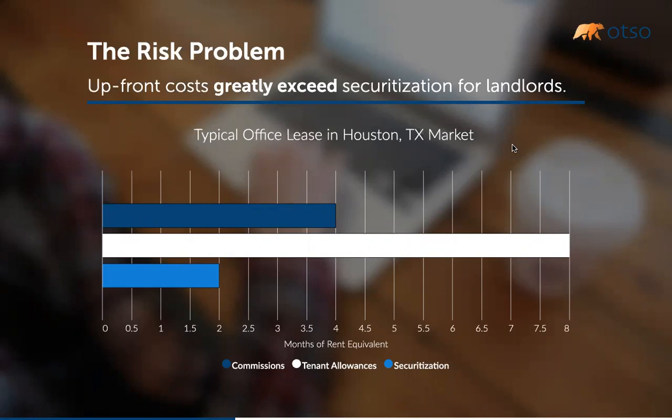And then TI. So you're putting in a lot of money into a space, especially if it's second generation. And unfortunately, if you experience a default in the next 2 years, you're spending that money again. You're releasing the space, so the commissions are due again. And probably the space isn't perfect for the next person.